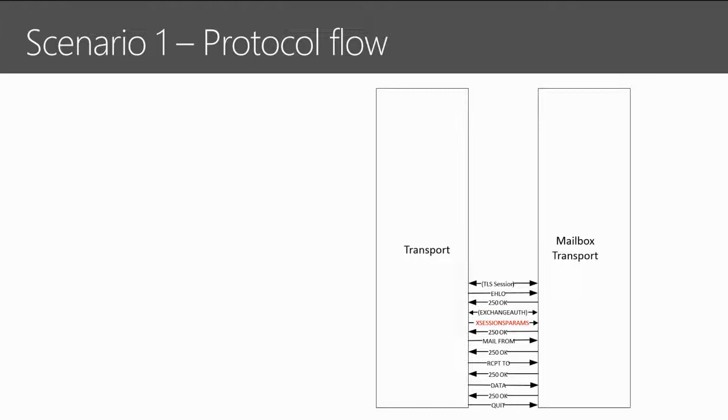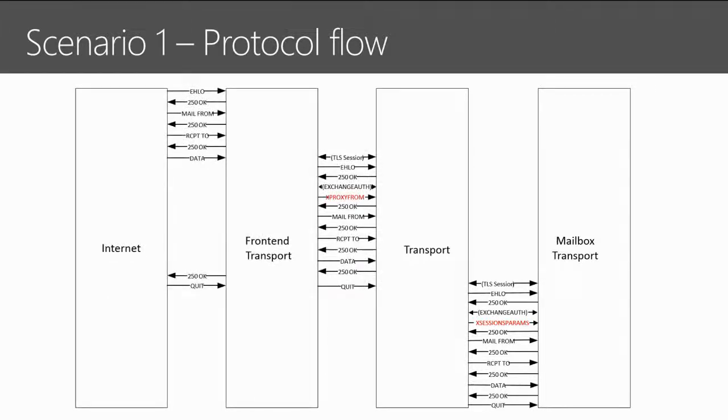And it's in this verb that we send information to the mailbox transport service as to which database this user belongs to. So the mailbox transport service knows to open a MAPI connection against which of the many databases on the machine. Okay? So the transport service has already looked that up. It knows exactly where to go, which database, and that's the information that's passed in the XSESSIONPARAMS verb. After that, it's the regular SMTP protocol, mail from, rcpt to, data, and the connection closes. So this is the whole end-to-end flow if you look at it from internet to front-end transport to transport and finally mailbox transport.